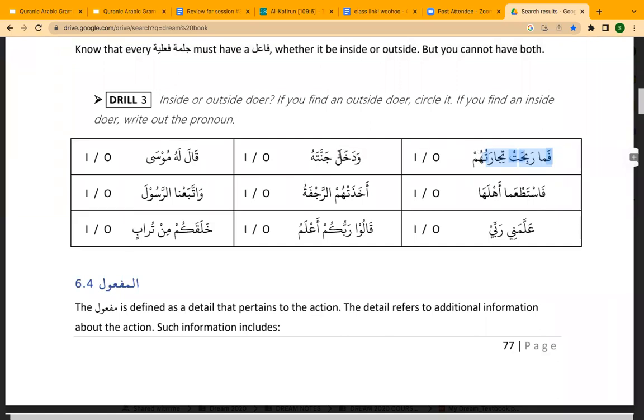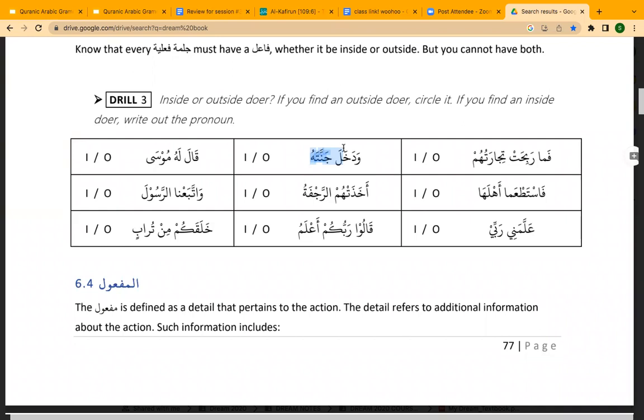Now look at this one. Dakhala. What do you think about dakhala? Can it be huwa dakhala? Okay, so can it be fi'l madi? Can we call it fi'l madi? Yes, and then when it is dakhala and it is huwa dakhala, should we look for an outside doer? Yes, we can look for an outside doer. What do you think? Jannatahu. Can it be an outside doer for dakhala? Look carefully. Why not? You are right.